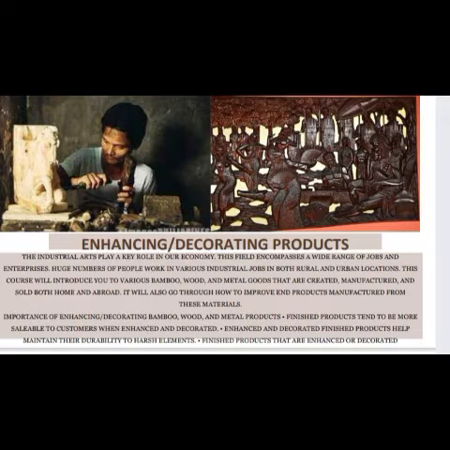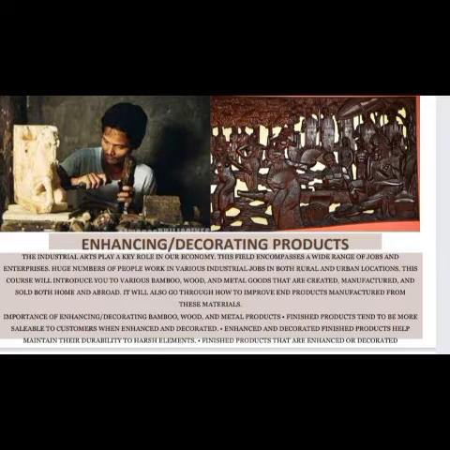By the way, what is enhancing and decorating products? The industrial arts play a key role in our economy. The field encompasses a wide range of jobs in enterprises. A huge number of people work in the various industrial jobs in both rural and urban locations. This course will introduce you to the various bamboo, wood, and metal goods that are created, manufactured, and sold both at home and abroad. It will also show how to improve end products manufactured from these materials.